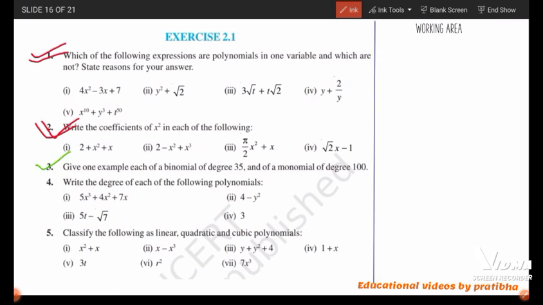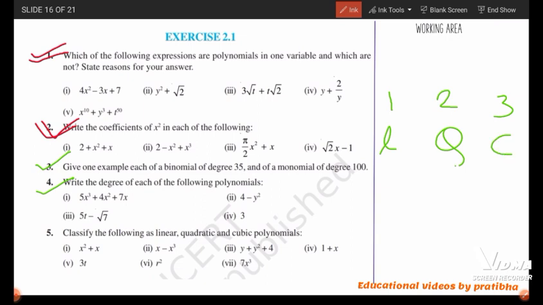So we have done with question number 3. Question number 4. Question number 5: classify the following as linear, quadratic and cubic polynomials. So we have seen that if the degree is 1, we call it linear. If the degree is 2, we call it quadratic. And if the degree is 3, then we call it cubic.